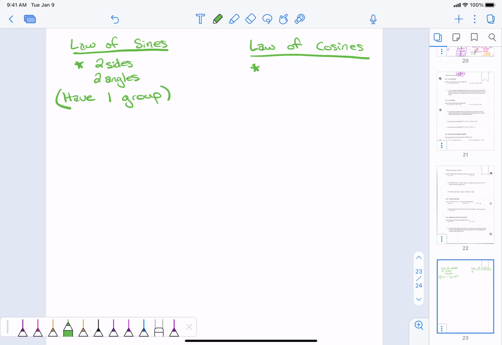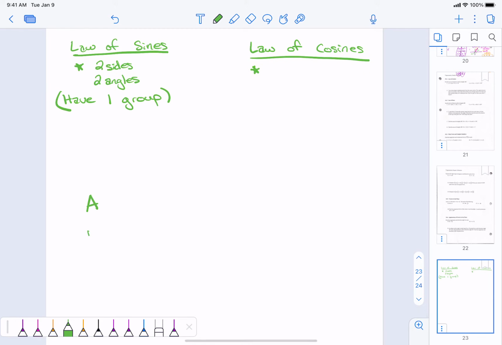So the first two things that we're putting on the note card are the law of sines and law of cosines, writing down the formula, but also writing when you know that you need to use this. We started with the law of sines. We said two sides, two angles is what's involved in the law of sines. And you can use the law of sines when you know you have one group.